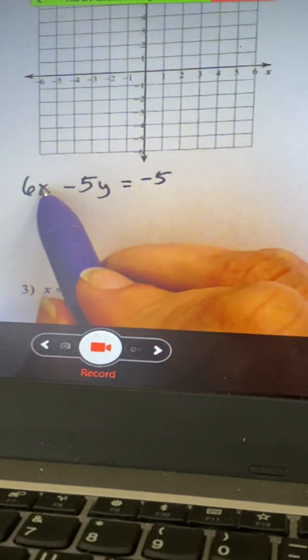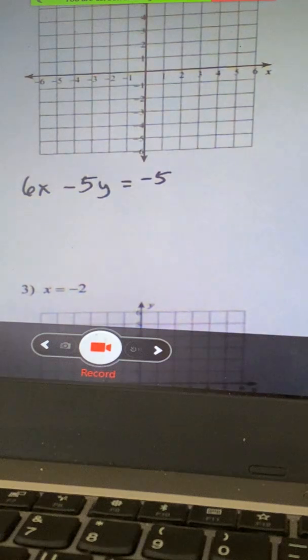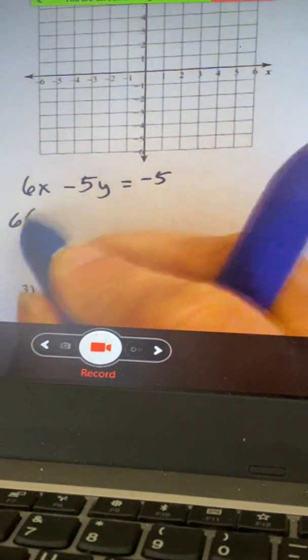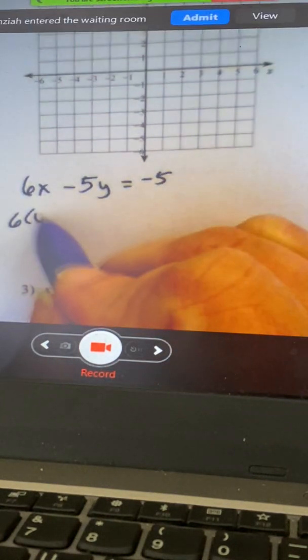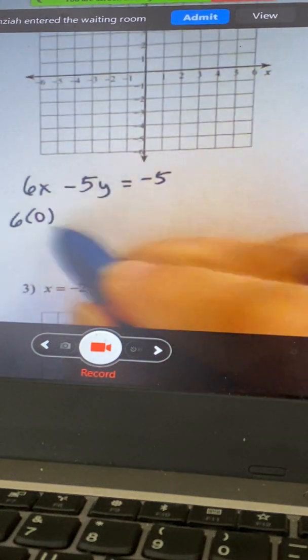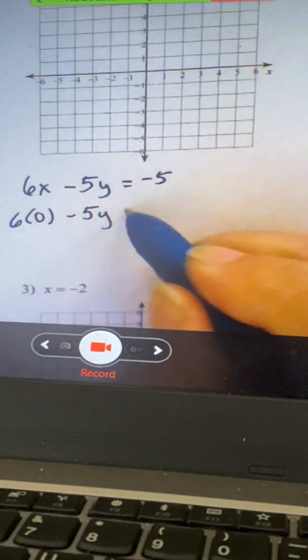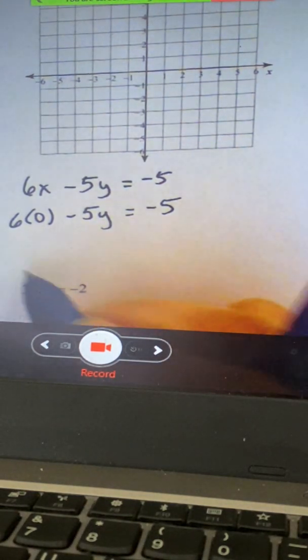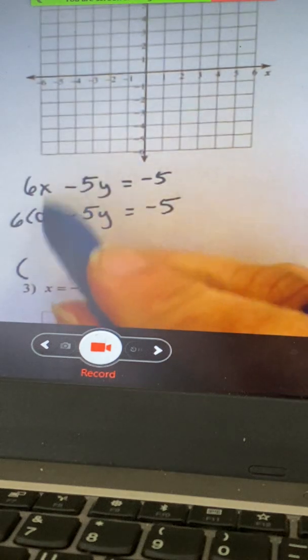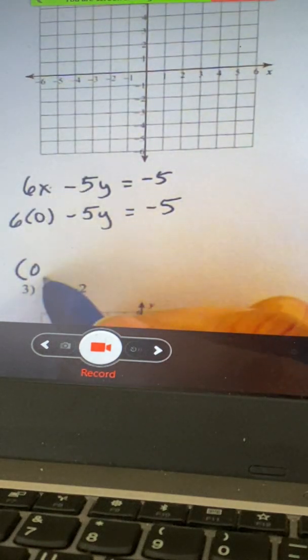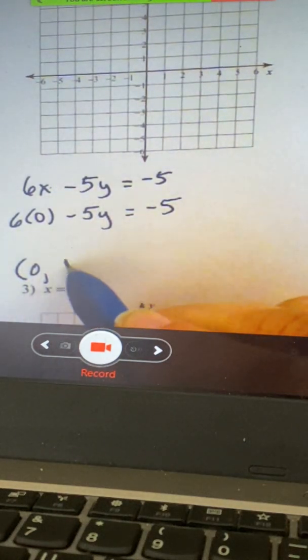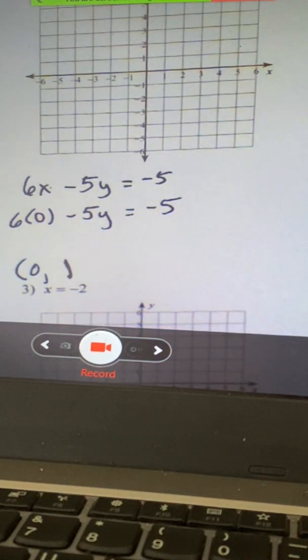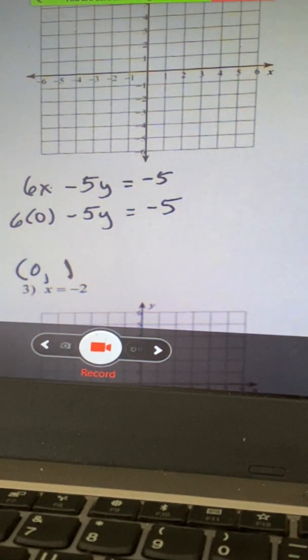First thing I'm going to do, first time I work it, I'm going to plug in a 0 for the x. So I'm going to say 6 times 0 minus 5y equals -5. Right? So on this ordered pair, I'm substituting 0 for x. So the answer is going to look something like this, 0 comma something. Let's figure out what that something is.